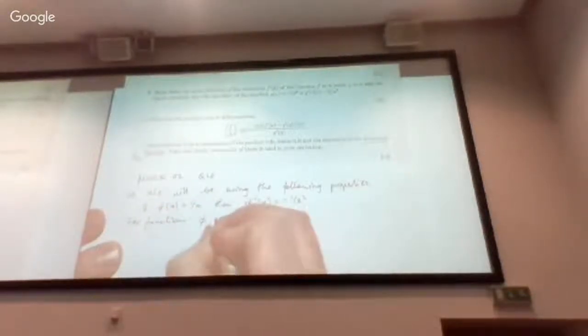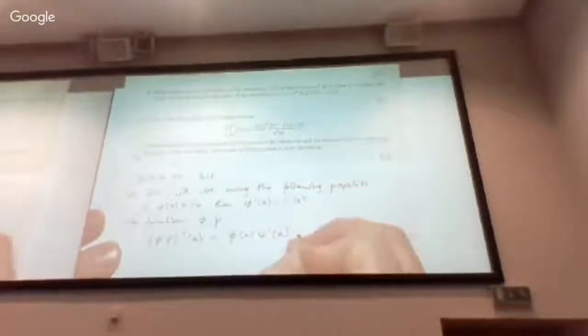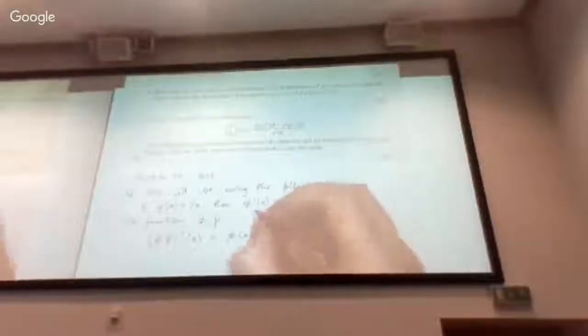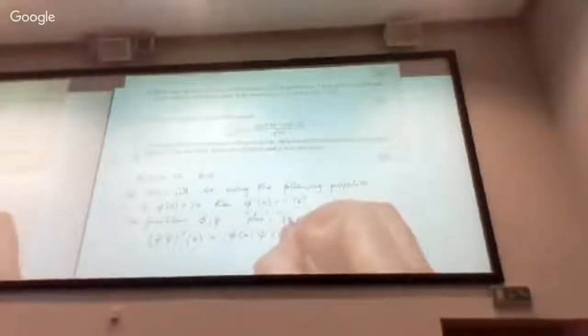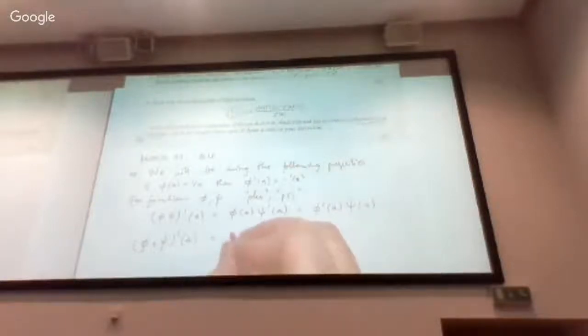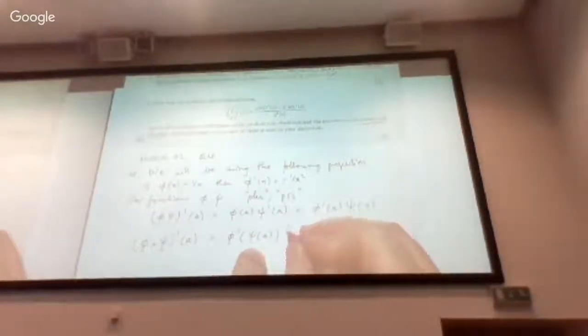for functions phi and psi, the derivative of the product evaluated at a point a is phi of a times the derivative of psi at a plus the derivative of phi at a times psi at a. These are phi, psi, Greek letters we often use for functions. So that's the product rule. And the chain rule: if we had a composition phi after psi, taking the derivative and evaluating it at point a, this would be the derivative of phi evaluated at psi of a, the derivative of the outer function, multiplied by the derivative of the inner function psi evaluated at a.